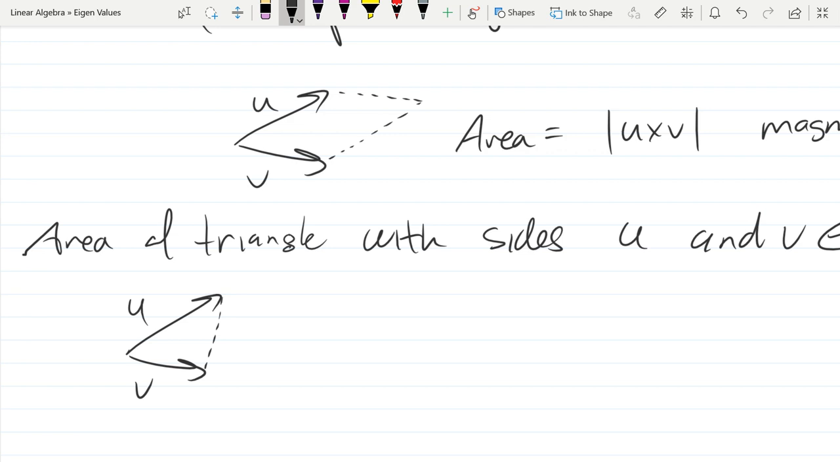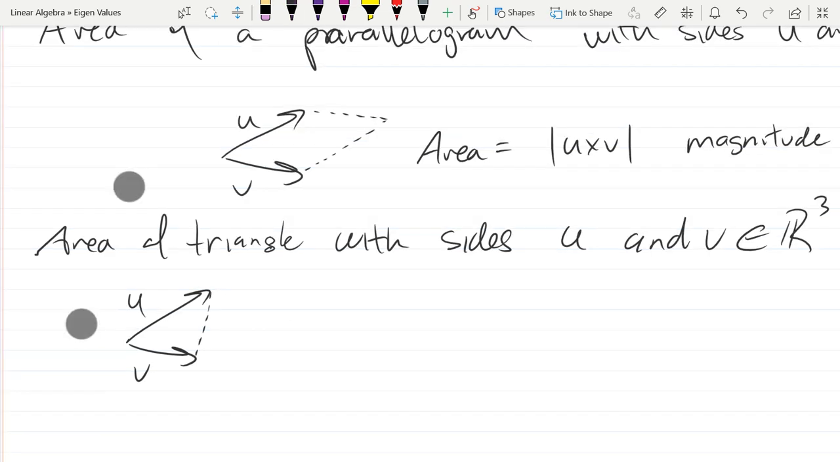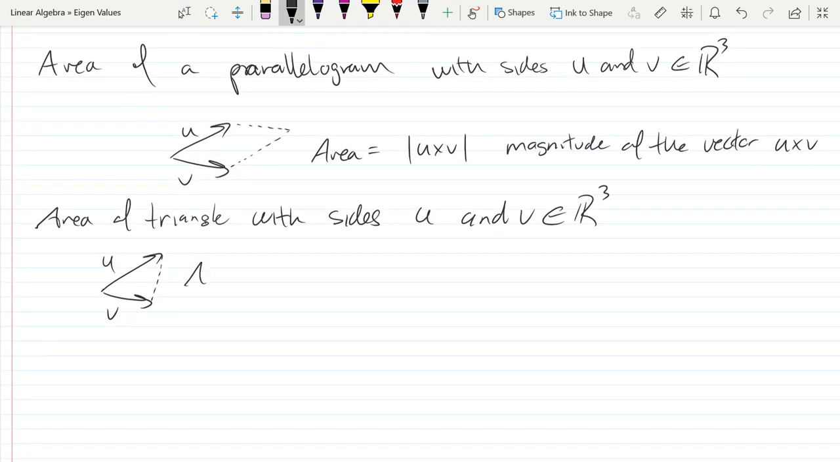All right, how does this relate to the parallelogram? It's half, that's it. So we're going to do half the area that we got before. The full parallelogram would have extended out, but we only want half of the parallelogram, also known as a triangle. This area is 1/2 the magnitude of u cross v.